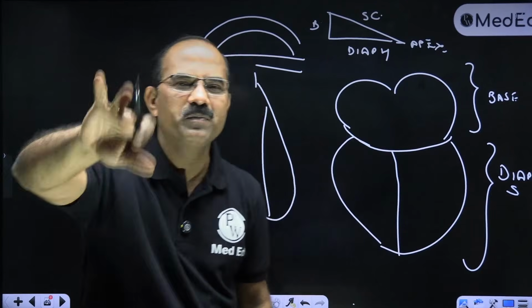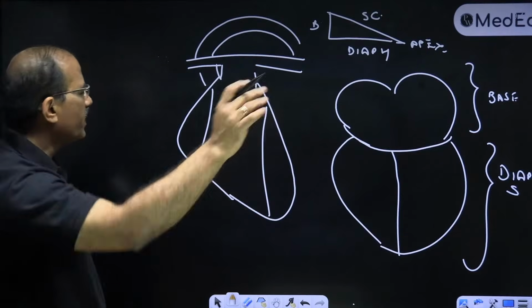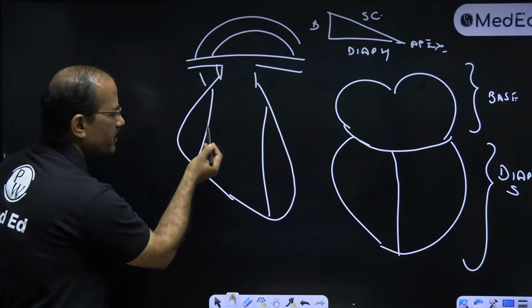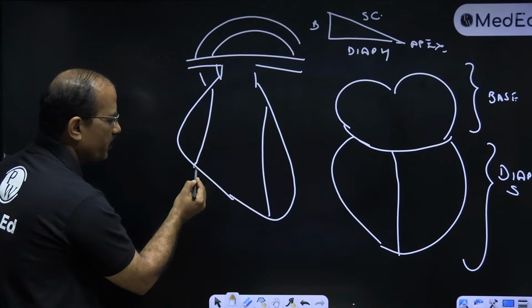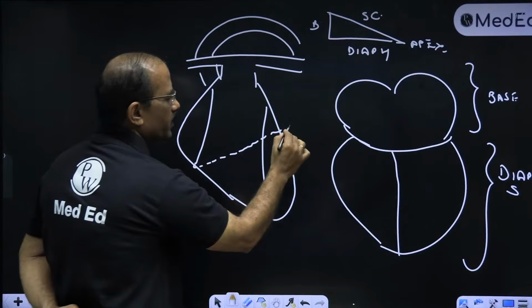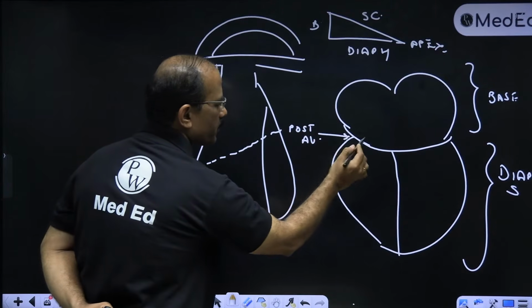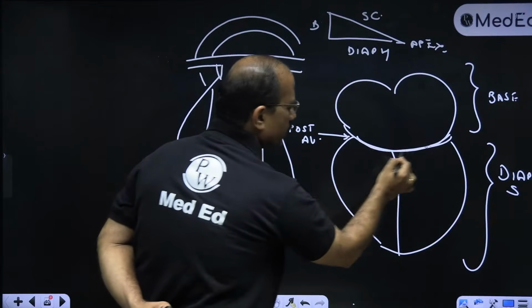This is for the MBBS and the... Fine. Okay, now have a look at this. This is the anterior atrioventricular groove. अब मैं पीछे जा रहा हूं. I'm going back. What is this groove? This is the posterior atrioventricular groove. Same here. This is the posterior atrioventricular groove.